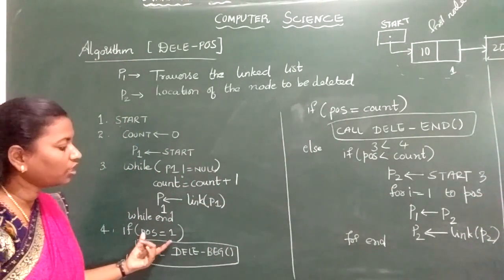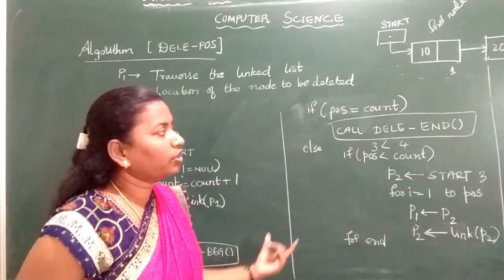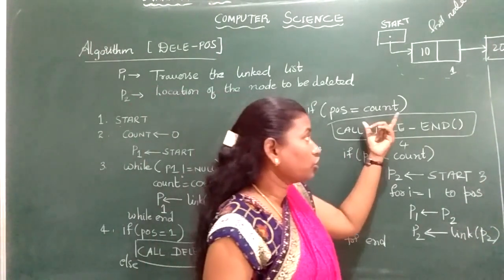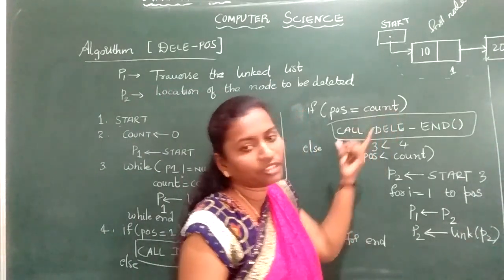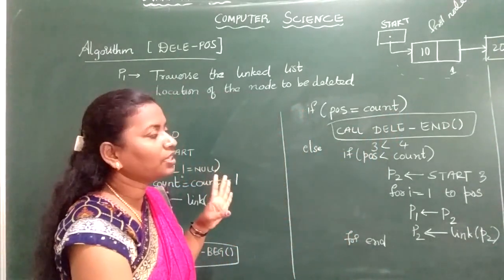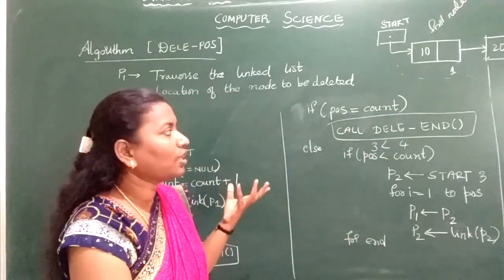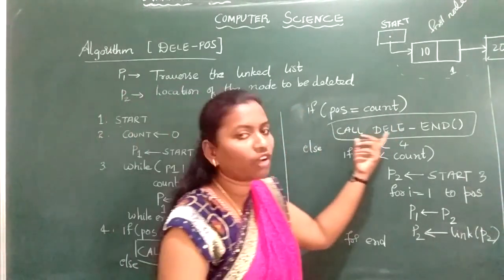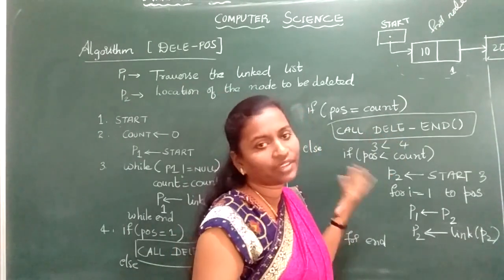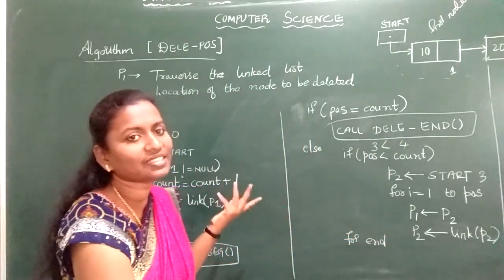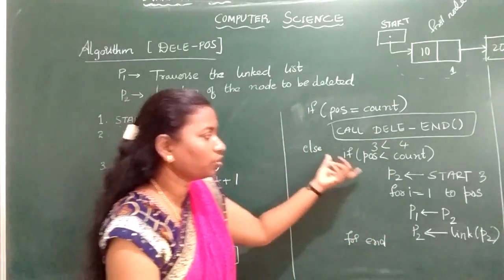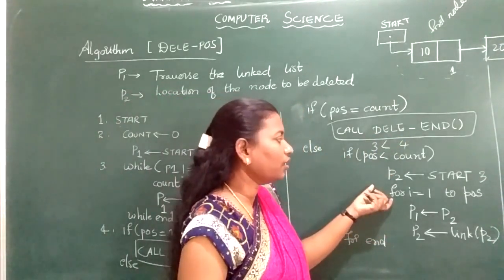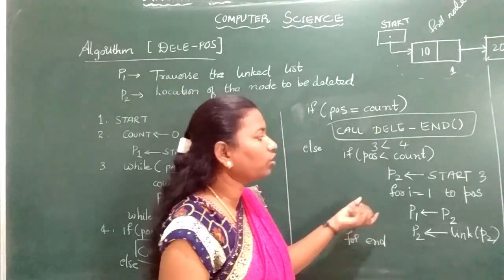Next, if position is equal to 1, we will call the routine to delete in the beginning. If position is equal to count, what is my count? If my count is 4, so that means I reach the end of the node. So that time I call the routine for delete at the end. If for example I give the position as 3, that time what I should do, this routine, I have included a for loop.